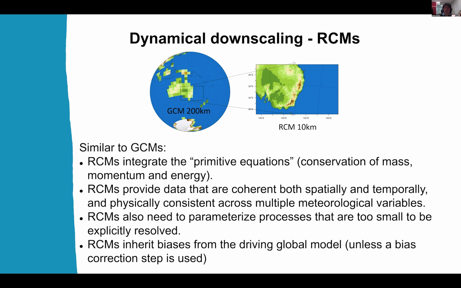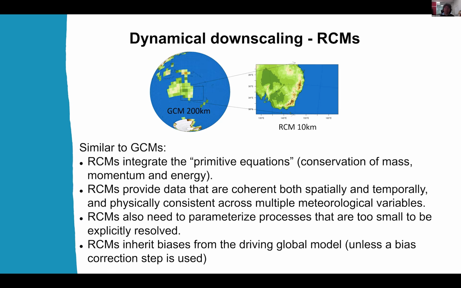We also have parameterizations for various processes that are too small to be resolved by the grid. So the same kinds of parameterizations that we have in the global models, although these days a lot of them are scale aware. So there'll be some differences in how they operate at regional model grid scales versus global model grid scales.